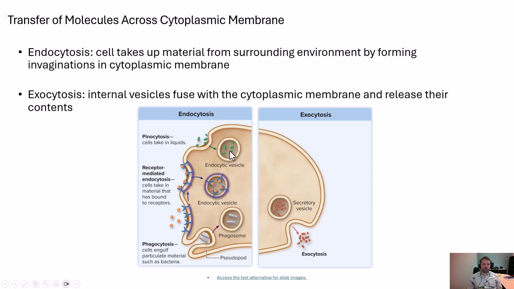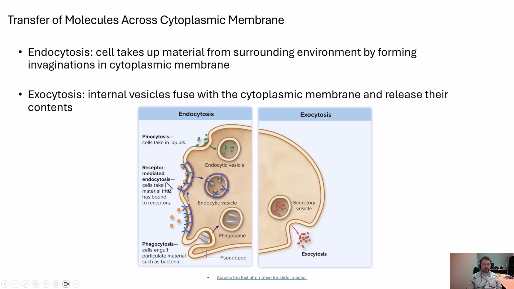Endocytosis means that the membrane of the organism is flexible in the sense that it can engulf or take in material from the surrounding environment. Okay? If it's taking in liquid, we often call that pinocytosis. If it takes in solids, we call it phagocytosis.